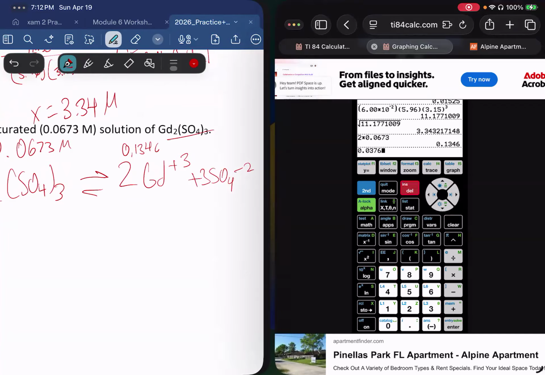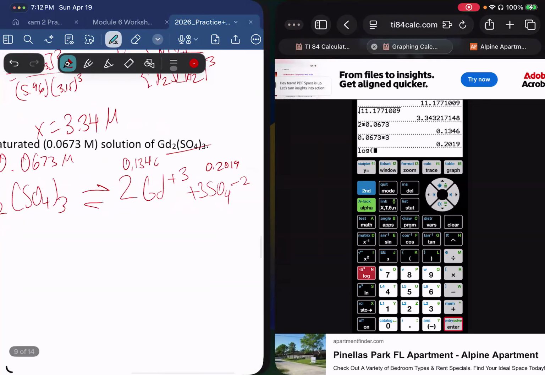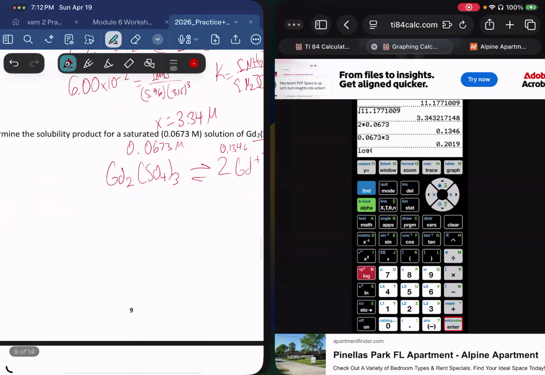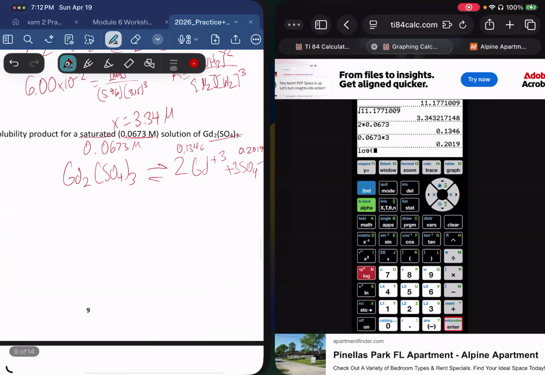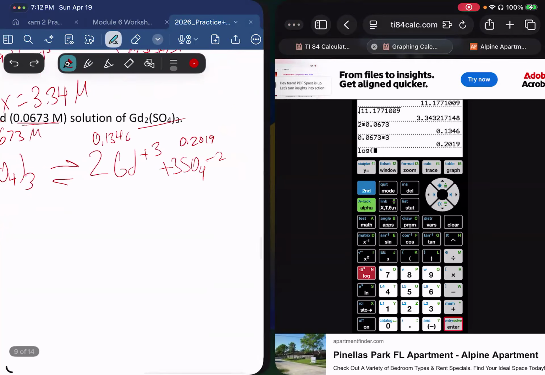And likewise, 3 times this, 0.0673, times 3. And yeah, we get 0.2019. Okay, so with this, because it's saturated, it gives you the concentration here. That is basically telling you the solubility within the solution.